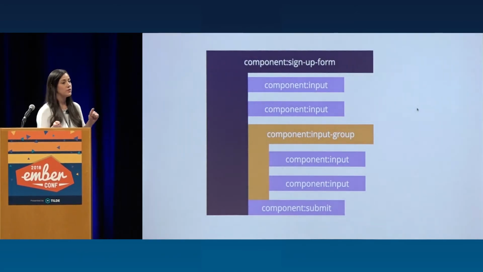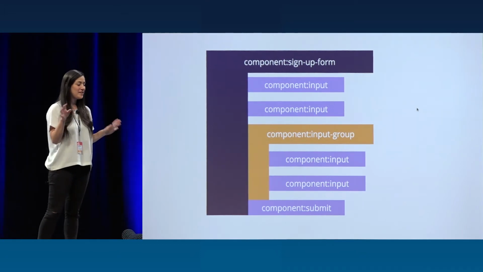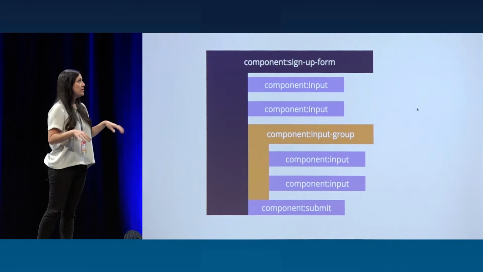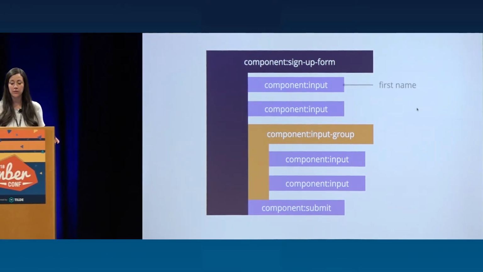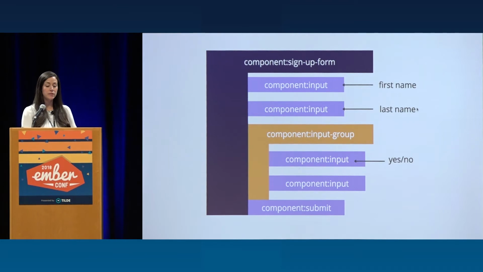And so this is for those of you that are more visual. This is what the structure would look like from like the component tree. So we have the parent component, which is the sign-up form. And then we have the 2 inputs, so we have first name, last name, and those are rendered by that sign-up form component. And then we have that parent input group component, which yields our radio buttons and our lucky number input.